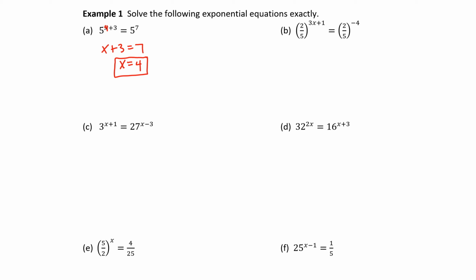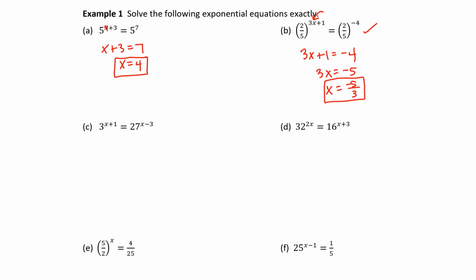On example B, we have 2/5 to the 3x plus 1 equals 2/5 to the negative 4. Again, we have like bases. Therefore, it must be true that the exponents are the same. This leads us to a linear equation. We can solve this by subtracting 1 from both sides and then dividing both sides by 3. Notice if we plug negative 5/3 back in for x, 3 times negative 5/3 is negative 5, and negative 5 plus 1 gives us negative 4, which is the same thing that we have over on the right side. So negative 5/3 is the solution to the equation.